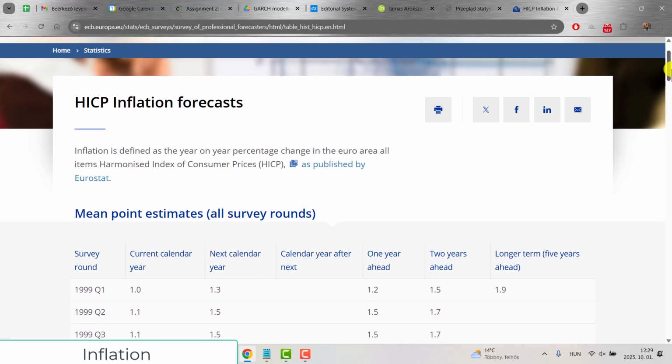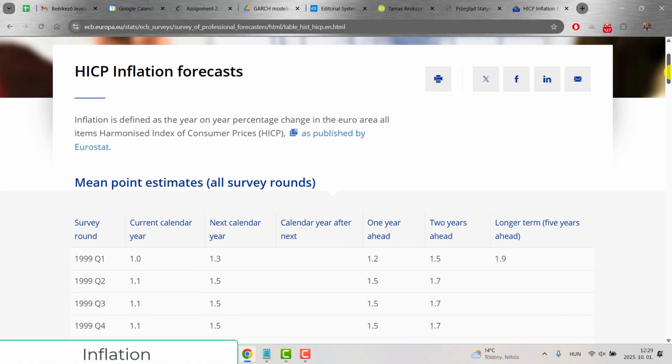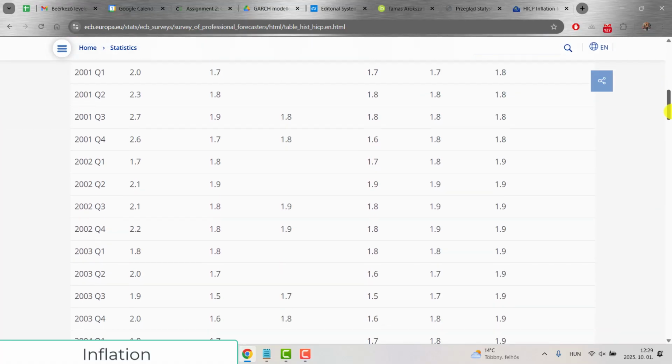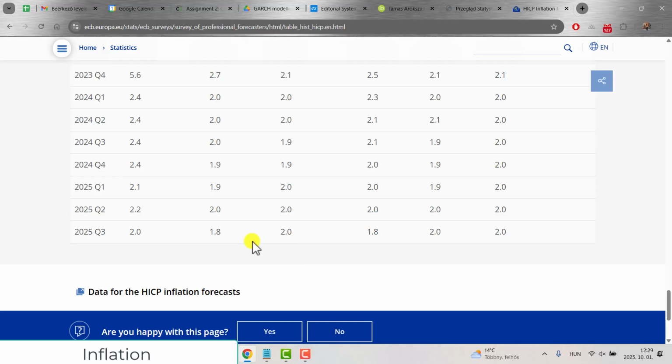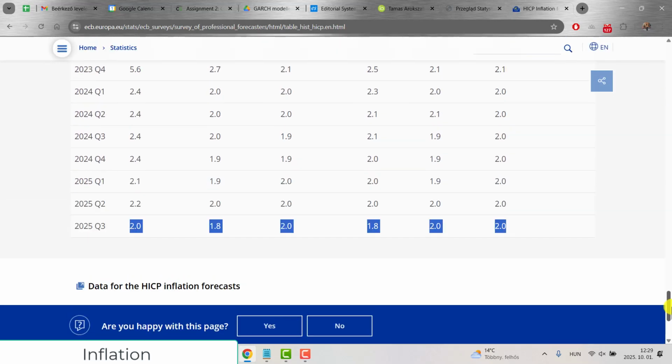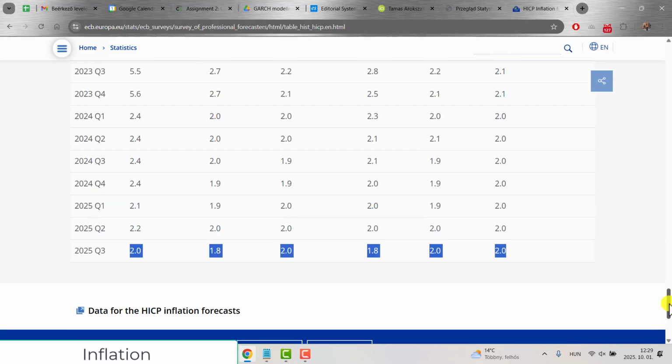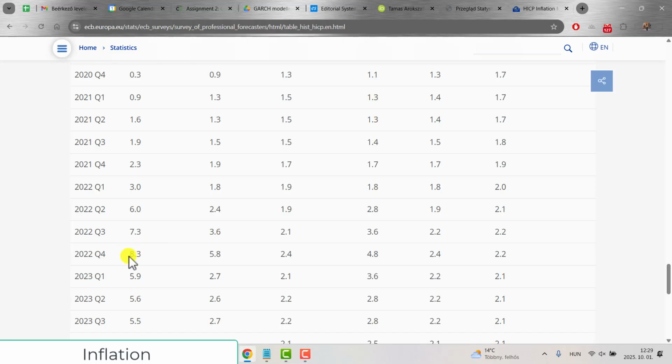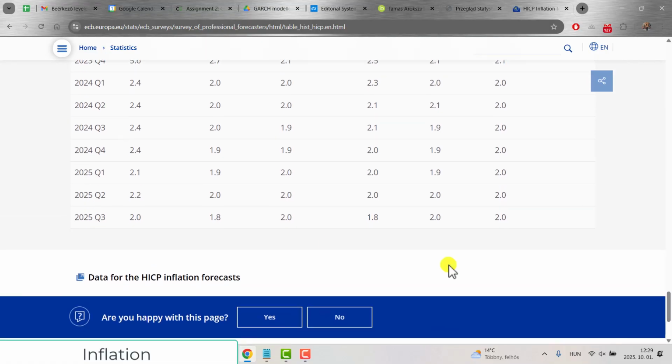So, for the same central bank, but on a different website, we can see that this is the newest forecast. And in this case, we can see the current calendar year, next year, 1 year ahead, 2 years ahead. So this is what we have. Okay, right now it's not that interesting because everything is around 2%. But if we go back, then we can see that it could have had a message in the past. Right now they are happy because they are really close to targeted inflation.